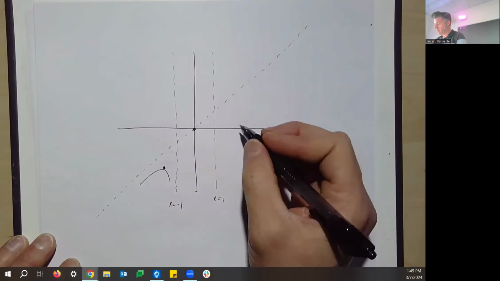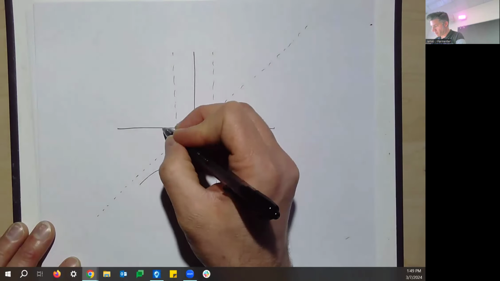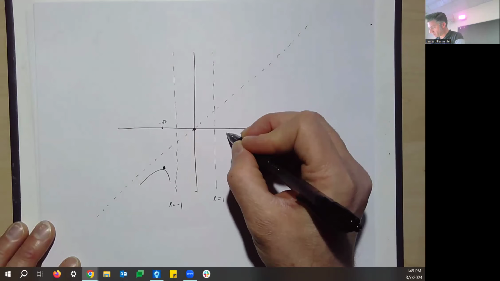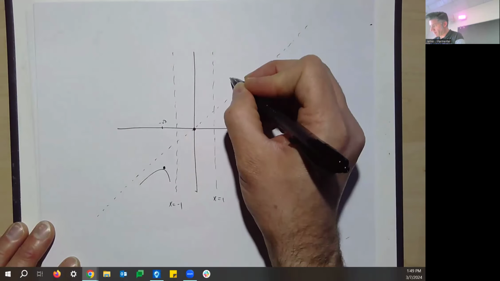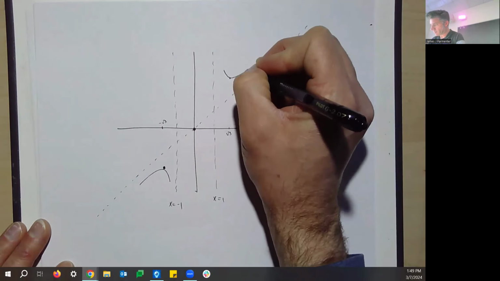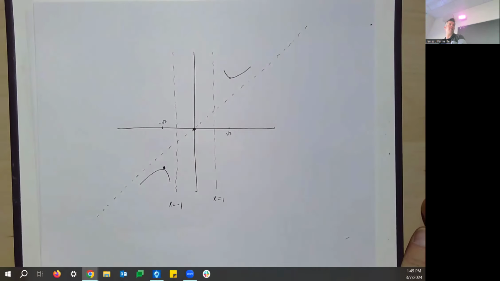Similarly, over at +√3, I have a relative minimum. So the function is going to do something like this. Bottoming out right there. And then the only other thing I have is an inflection point at the origin. So I think I'm ready to draw this thing.